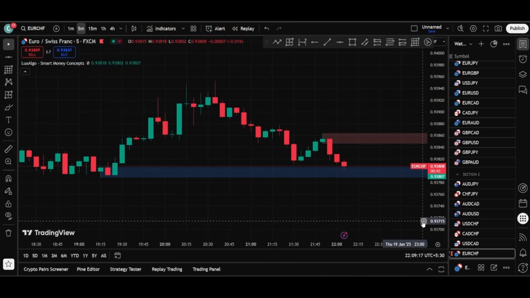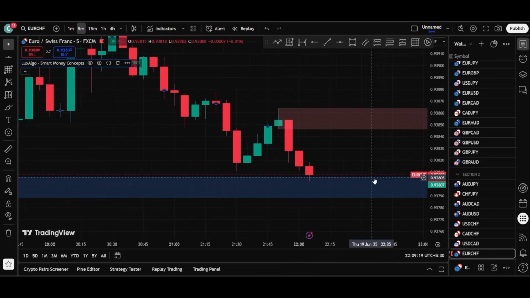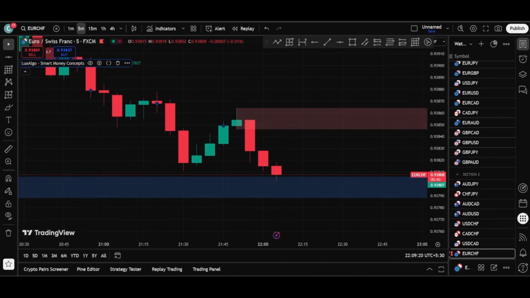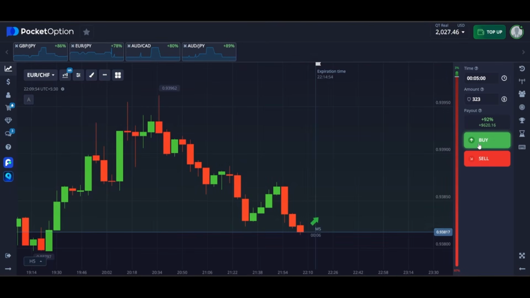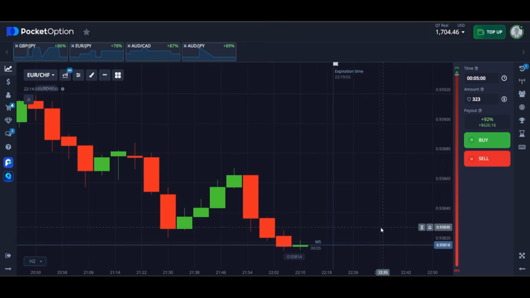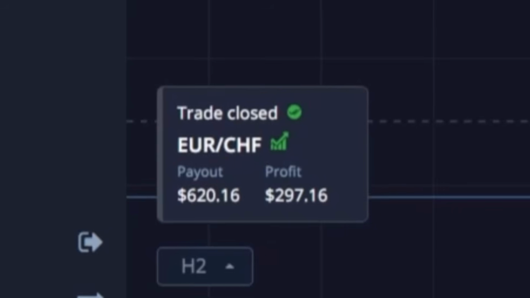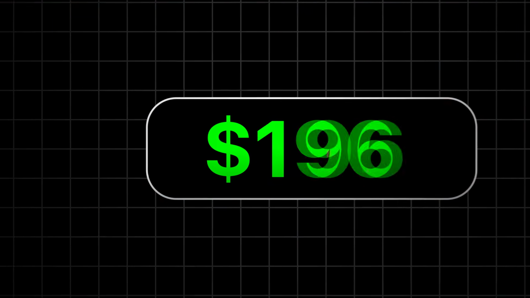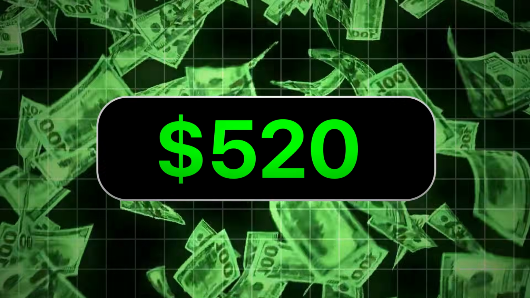In this market, we can see that a red candle has touched and closed above the order block, indicating a movement rejection. So, according to the strategy, I will place another buy trade in the market. I successfully closed the final trade with a profit as well. So this brings my total profits for the day to $520 with just 3 trades.